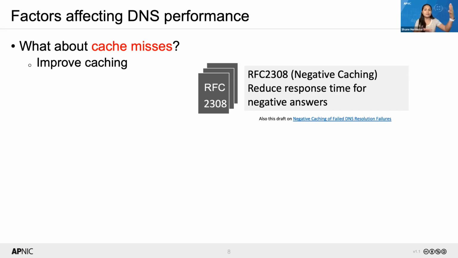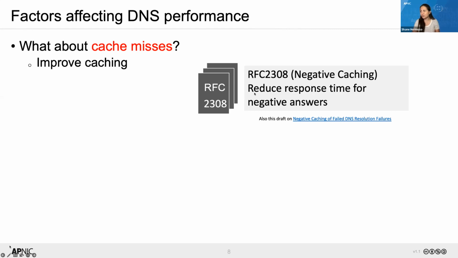So if you have 1,000 users, one of them queries for mmnog.net, it goes to the cache for a certain amount of time. And if you have maybe 100 other users, then their query time will be faster because it is in the cache. But what about if it's not in the cache? Again, it's longer. So as much as possible, you want to improve caching.